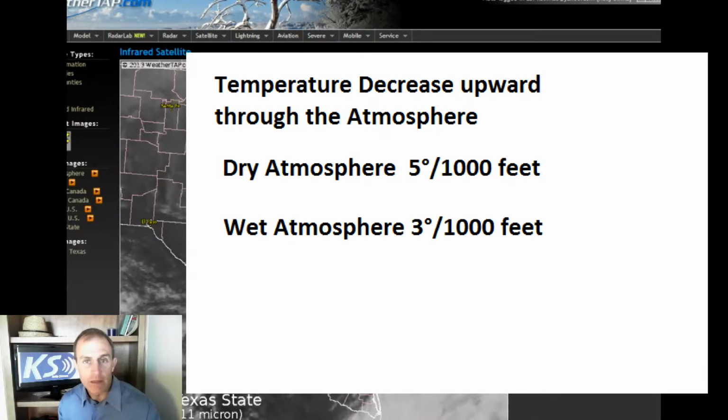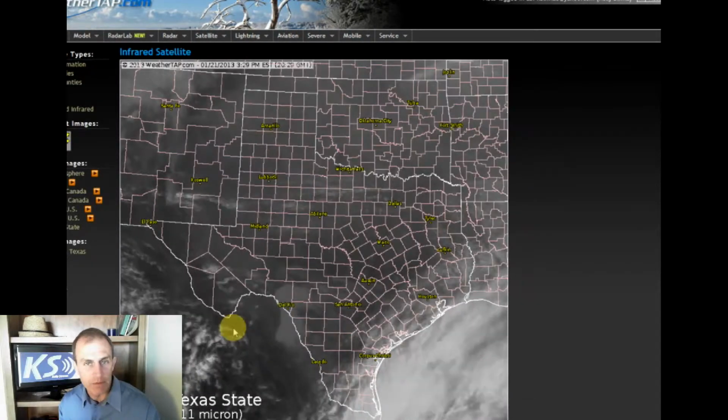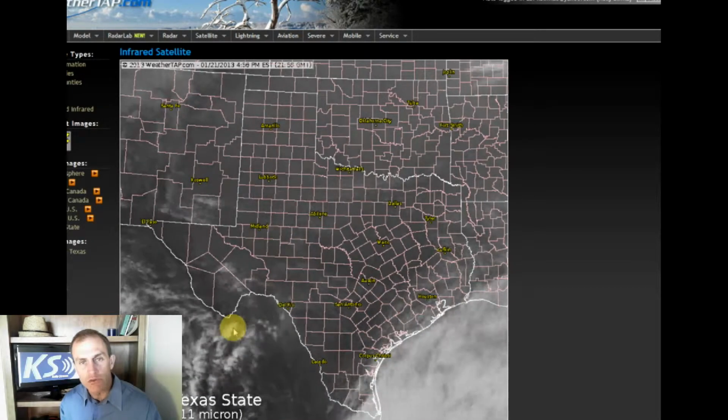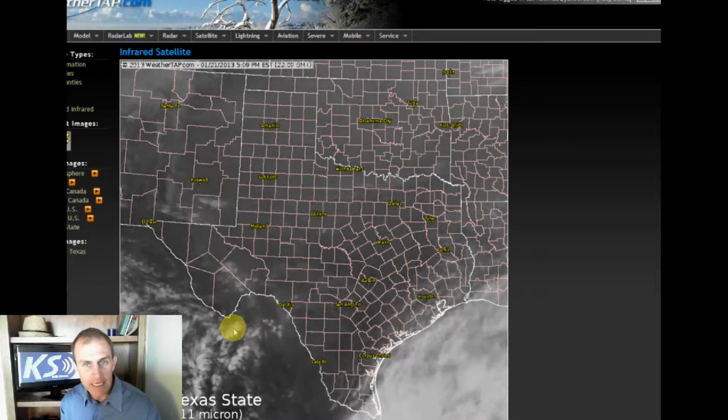Now the wet lapse rate, if you're under cloudy conditions, would be about 3 degrees. Now why is the wet lapse rate a little bit less of a dramatic change? Well, it's basically because if you have a lot of moisture in the atmosphere, it holds on to the heat.